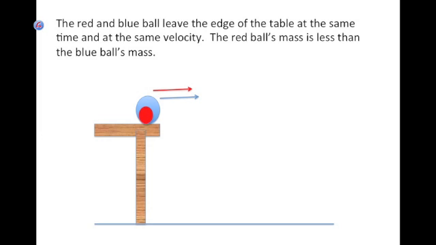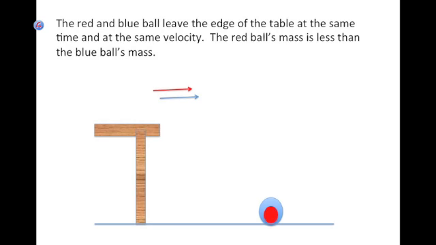Okay, so now we have a red and a blue ball that leave the edge of the table at the same time and at the same velocity. And the difference now is that the red ball's mass is less than the blue ball's mass. So you need to think about what effect the mass will have on the way the ball falls. So in this case, imagine what you think will happen. Will they fall and strike the ground at the same time? Will they hit the ground in the same place? Will one of them fall faster than the other? Let's see.